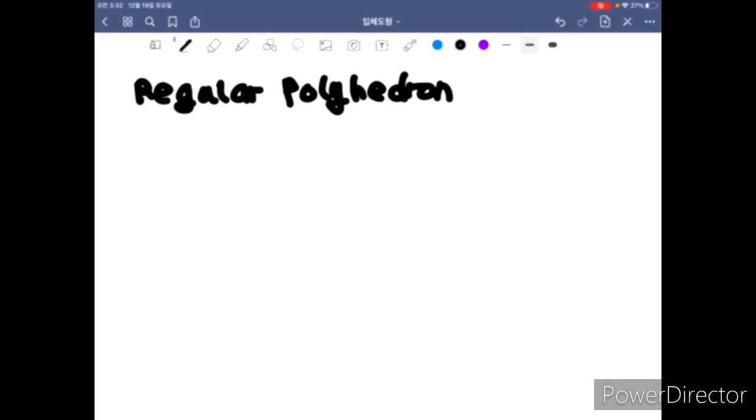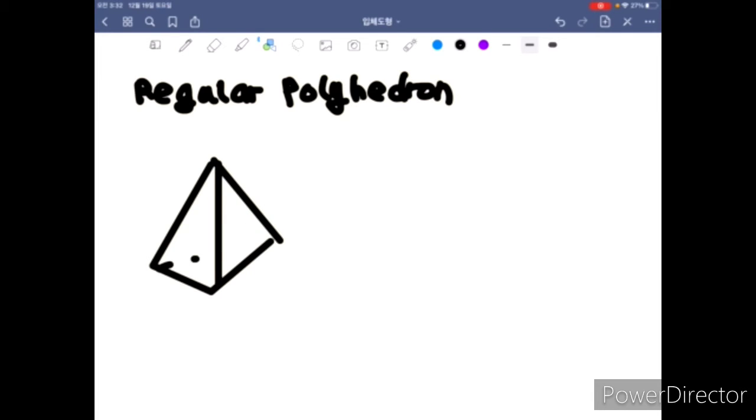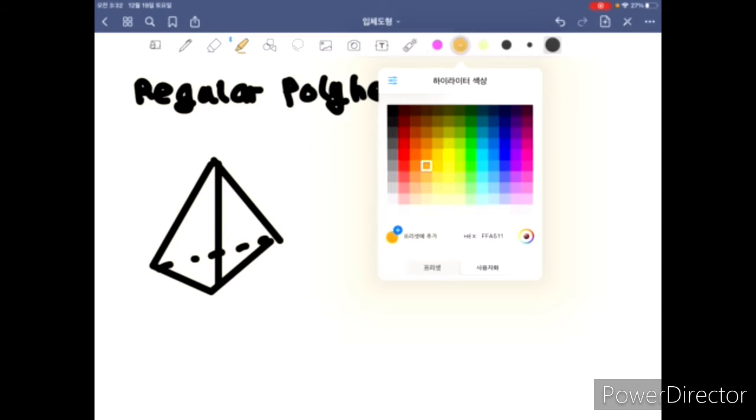Now, we will look at the regular polyhedrons. There are a lot of types of regular polyhedrons to talk about. Firstly, there's the tetrahedron. This is the tetrahedron, and it has equilateral triangles on it.